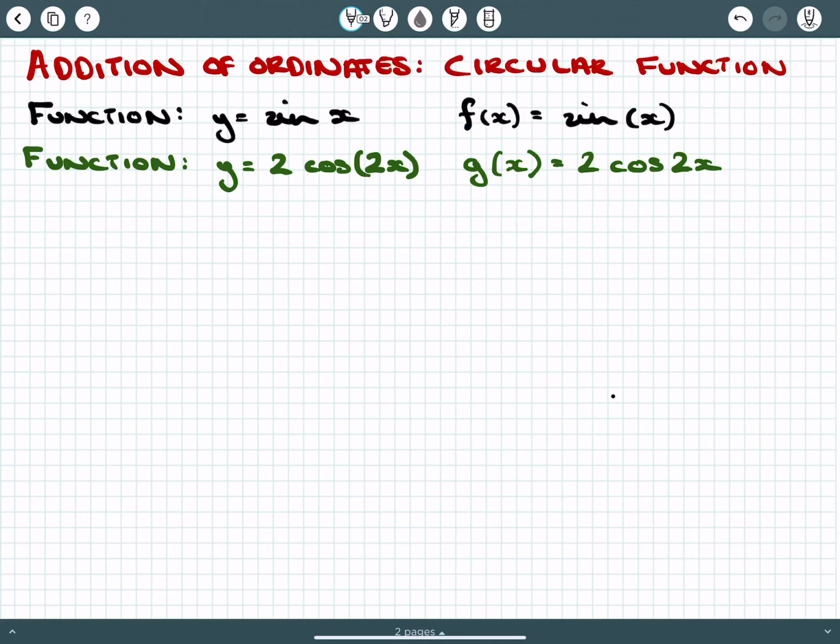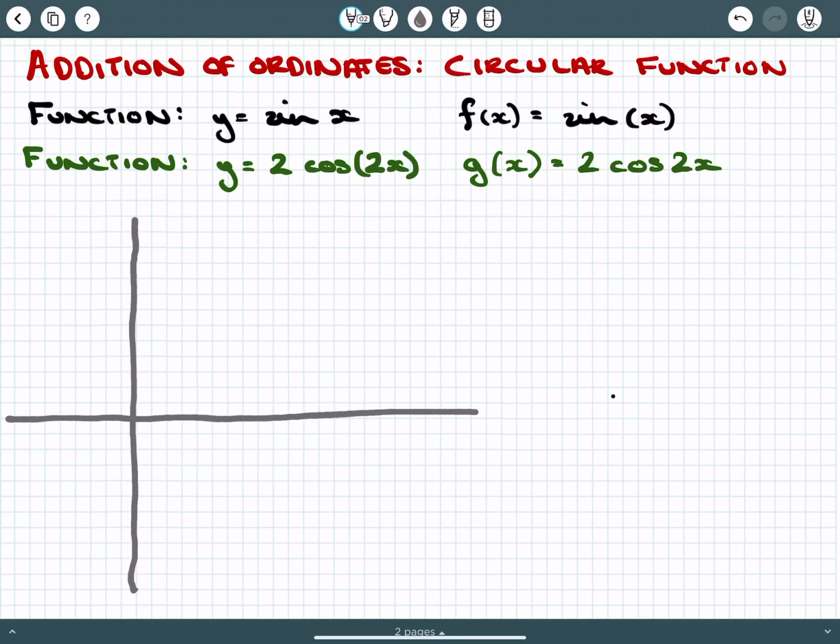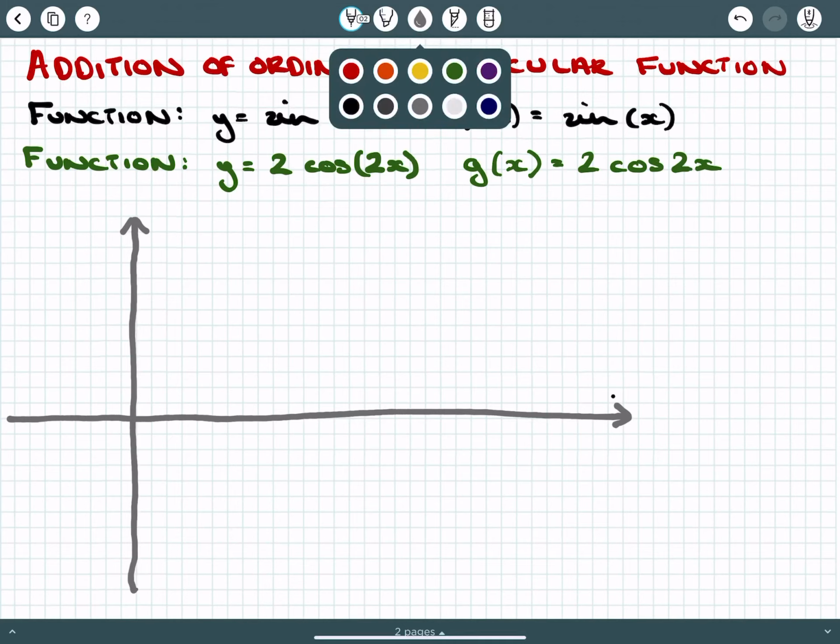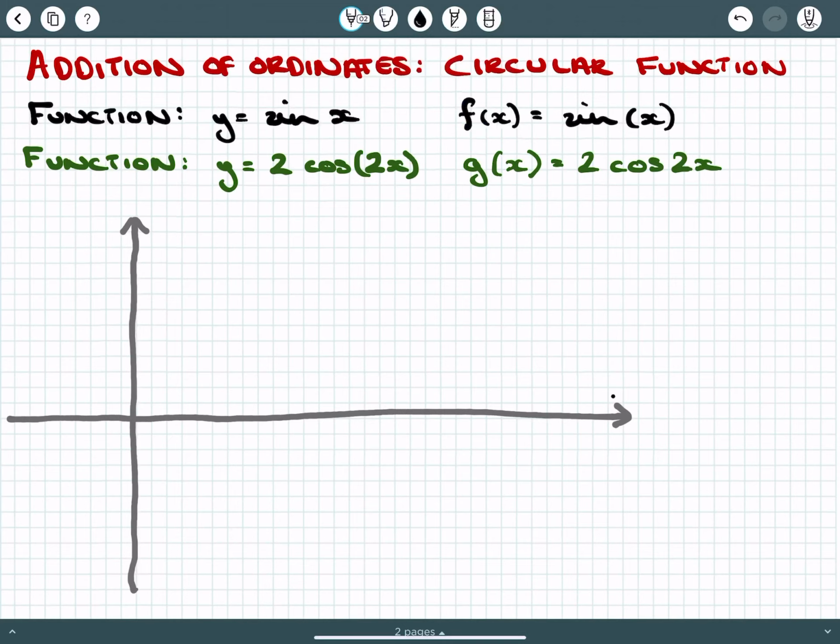Now, understanding how to sketch these graphs is really important. So let's just sketch it over the domain of 0 to 2 pi. So that sort of helps us out a little bit. Okay. We don't have any horizontal translations or vertical translations, which sort of makes it nice for this type of example. But let's sketch y equals sin x, or f(x). So obviously we have an amplitude of 1. We have a period of 2 pi.